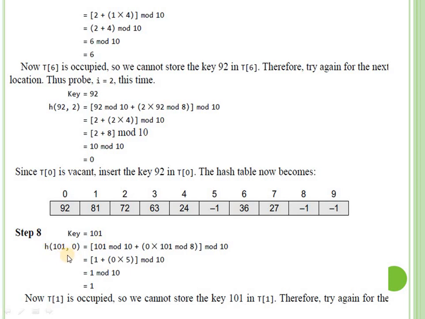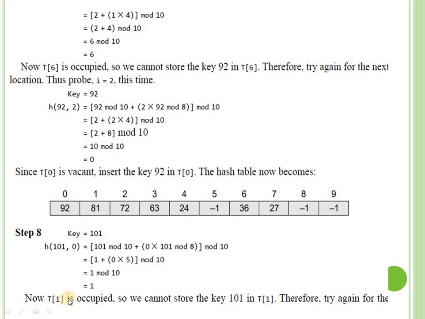So h(101, 0) is equal to (101 mod 10 + 0 × (101 mod 8)) mod 10. Now 101 mod 10 we have 1, because 10 tens are 100, so we get remainder 1. So 1 plus 0 into 101 mod 8. 101 mod 8 we have answer 5, into 0 is 0. So 1 mod 10 is 1.